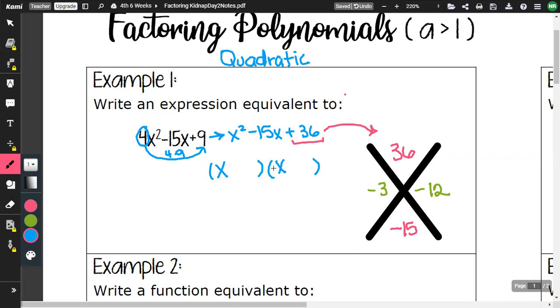My first factor is a -3. So what's my first binomial? X minus 3. My second factor is a negative 12, so my second binomial is going to be what? X minus 12. Since I kidnapped a number, what do I eventually have to do? Give it back. And how do I give it back? Divide by 4.